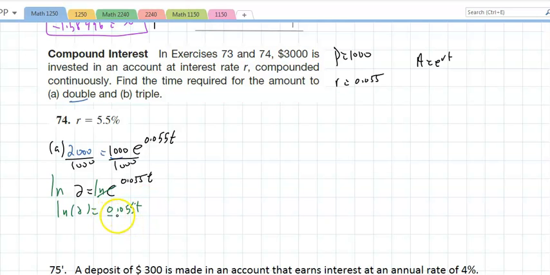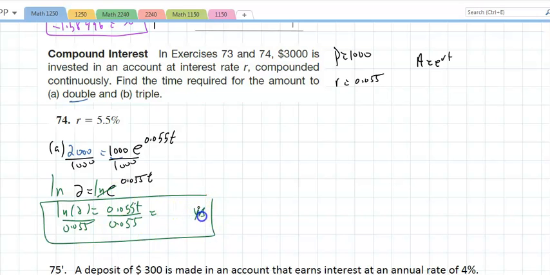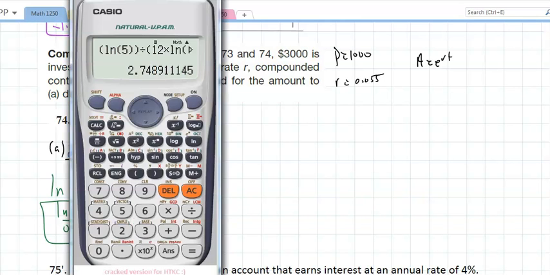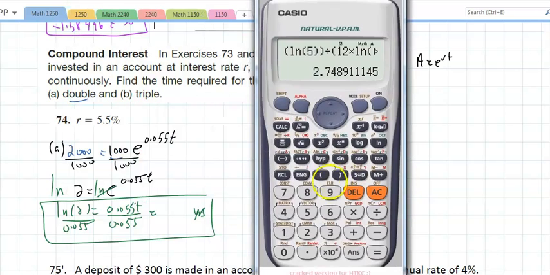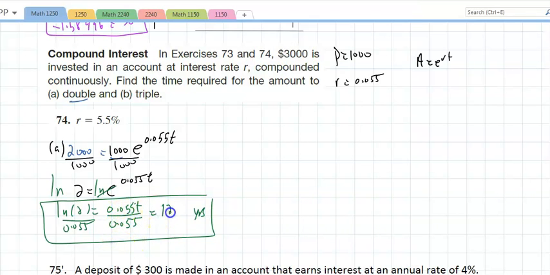Natural log of 2 equals 0.055t. And if I divide by 0.055, plug this in my calculator, that's how many years it'll take. And luckily I have a calculator and I know how to use it. I'm going to take natural log of 2. This calculator has its own. There. Divided by 0.055. 12.6 years. It's going to take 12.6 years to get your 1,000 to become 2,000.